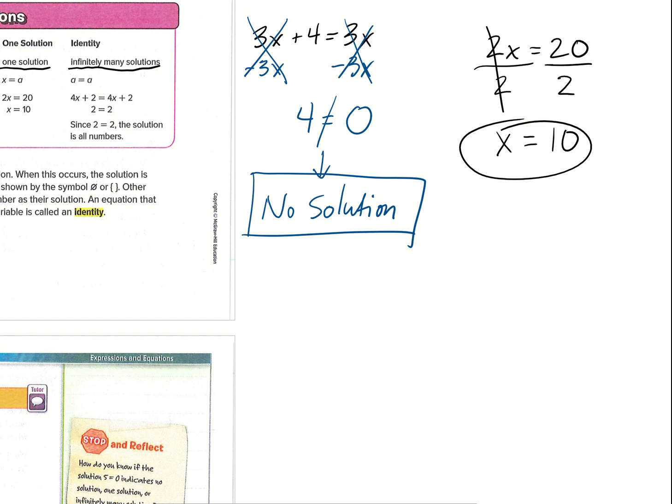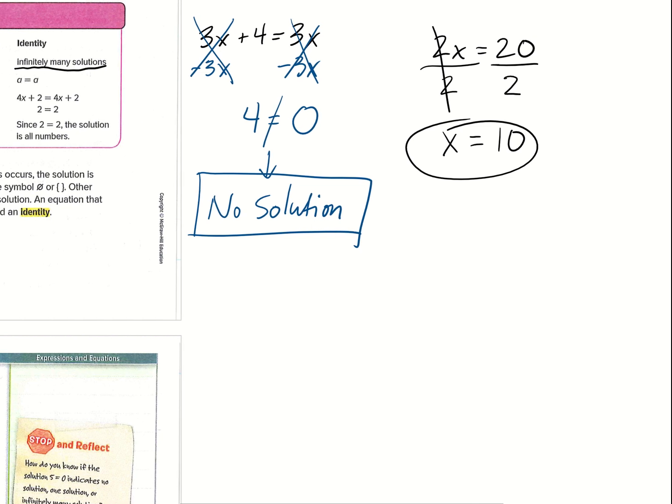Okay, and then lastly, our final example is an identity. An identity has an infinite number of solutions. An example would be if we have 4x plus 2 equals 4x plus 2. What we're going to want to do to solve this, go ahead and subtract 4x from both sides because we want to get the variables only on one side.